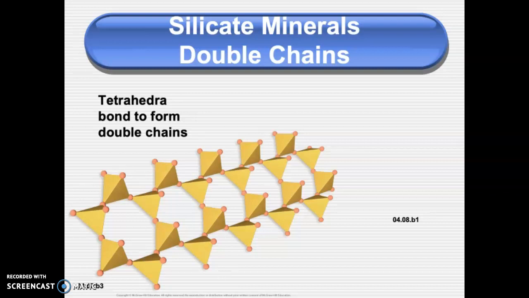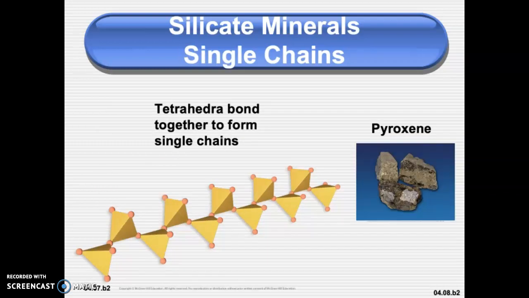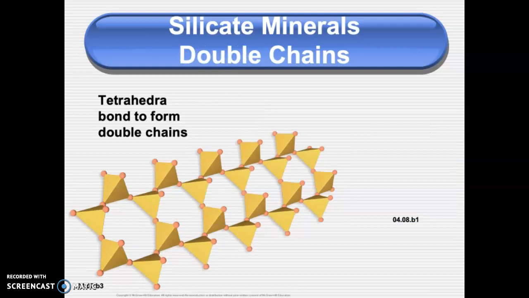And then within this structure, what holds the chains to each other, in the case of the double chain or the single chain, is going to be other elements. So in the lab, we'll be able to look at the chemical formulas for some of these silicate minerals. And what you'll see is there can be some pretty complicated chemical formulas there, where you bring in all the other elements that are holding these chains together.